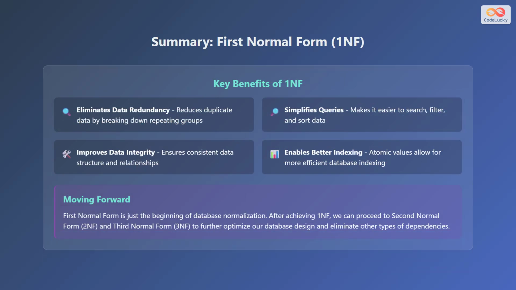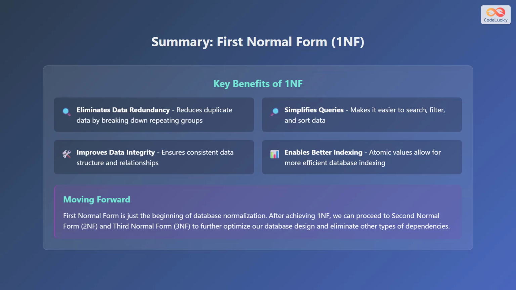In summary, first normal form is a crucial step in database normalization, ensuring that each column contains only atomic values and eliminating repeating groups. Key benefits of 1NF include eliminating data redundancy, simplifying queries, improving data integrity, and enabling better indexing. By breaking down repeating groups, 1NF reduces duplicate data, making it easier to search, filter, and sort data. This ensures consistent data structure and relationships, and atomic values allow for more efficient database indexing.